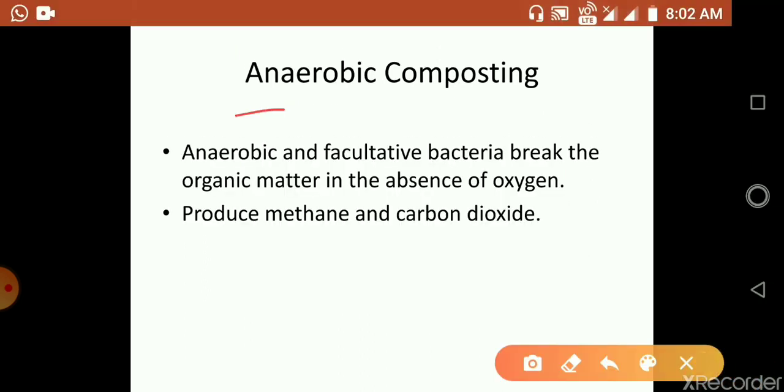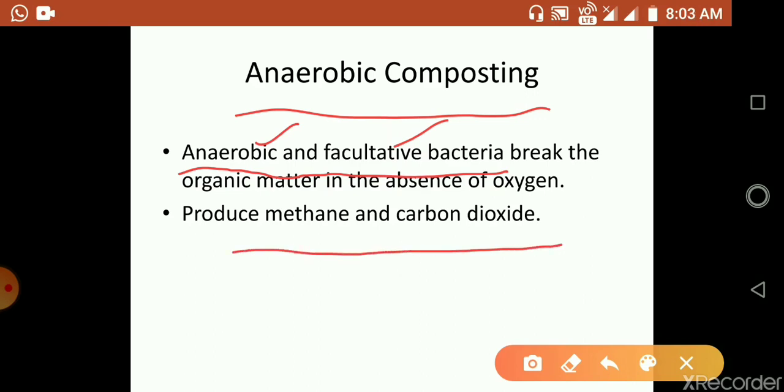The next type of composting is anaerobic composting. The name itself implies it takes place in the absence of oxygen. It involves anaerobic and facultative bacteria. We know that facultative bacteria are those bacteria which survive in the presence and absence of oxygen. These two, anaerobic and facultative bacteria, break down the organic matter in the absence of oxygen and produce methane and carbon dioxide.